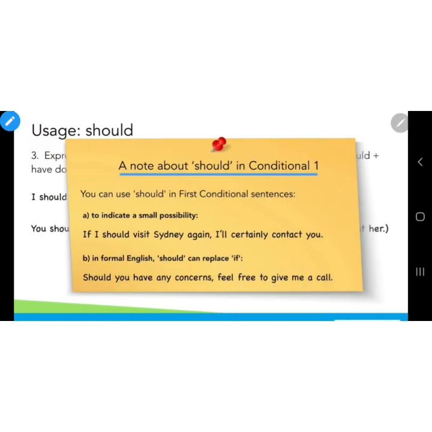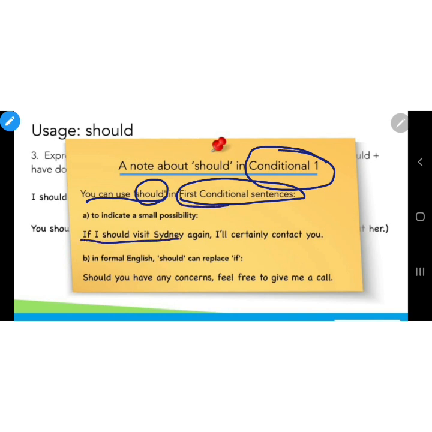Next, a note about should in conditional one. What is conditional one? A note about should in conditional one, that is in conditional sentences. You can use should in first conditional sentences, the first conditional part in a sentence, to indicate a small possibility.